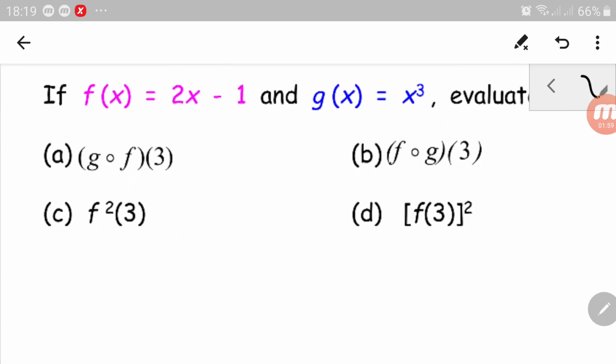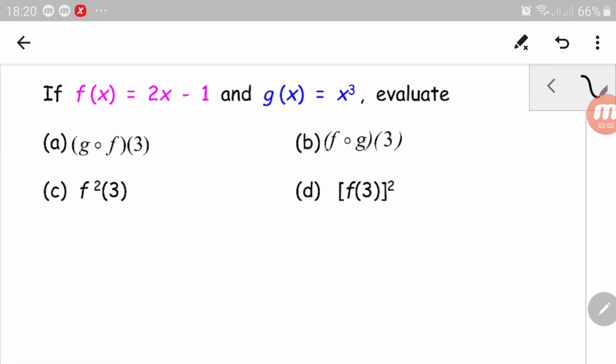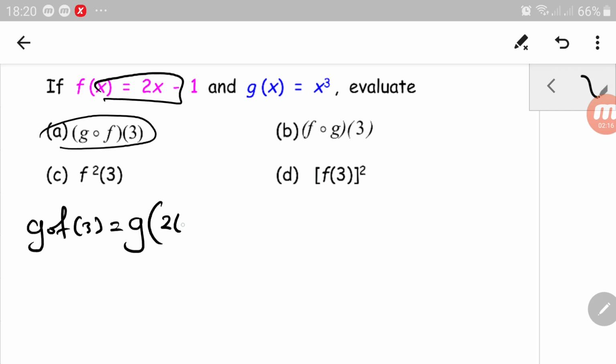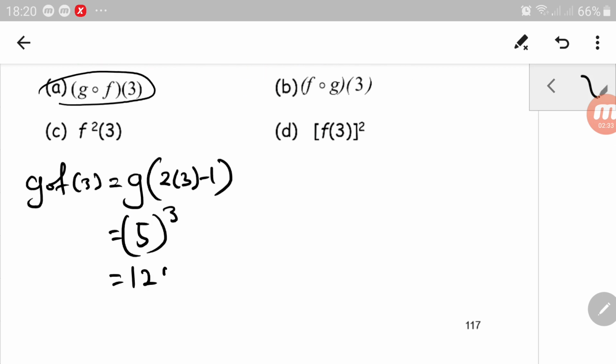We have been given 2 functions. Let's get started with this one. g composite f of 3, so it is g(f(3)). f(3) is f(x) here with 3, so 2 times 3 minus 1. And then g is x cubed, so we need to cube the previous answer. 2 times 3 is 6, minus 1 is 5, so 5 cubed is 125. Correct.